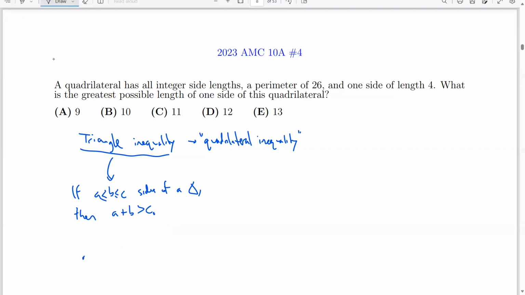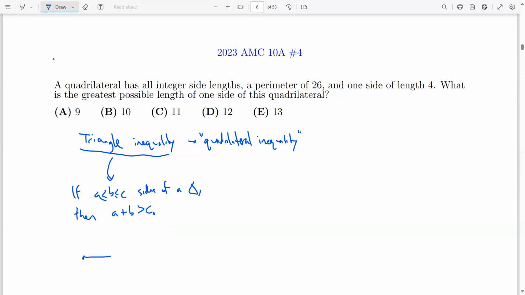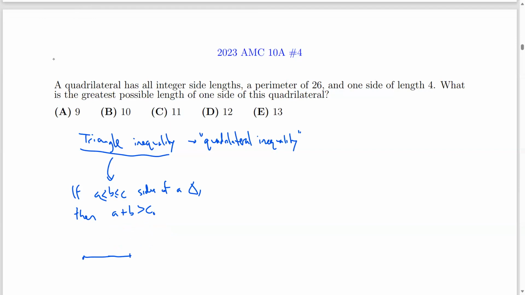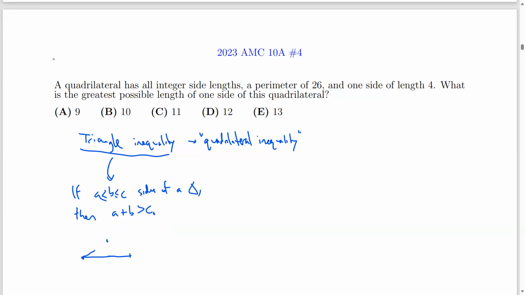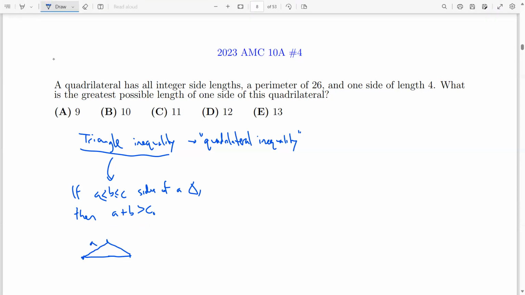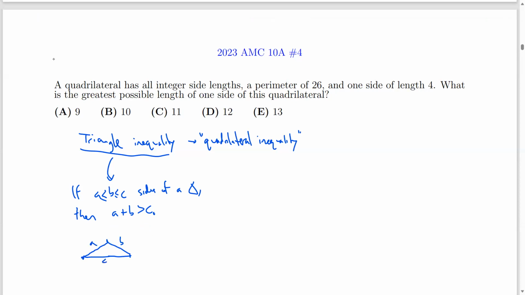Now let's think about why the triangle inequality is true. This is mainly because the shortest distance between 2 points in a plane is a straight line. So therefore, any other sequence of segments will have length greater than c.